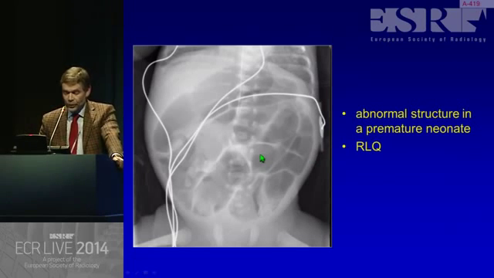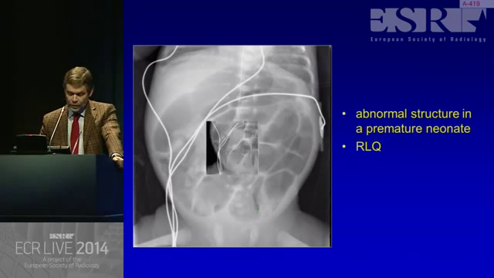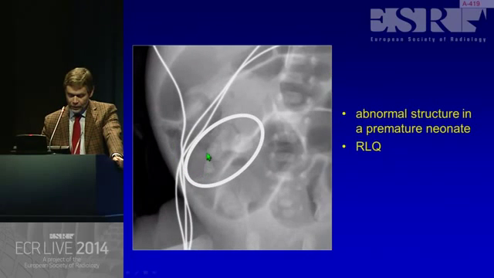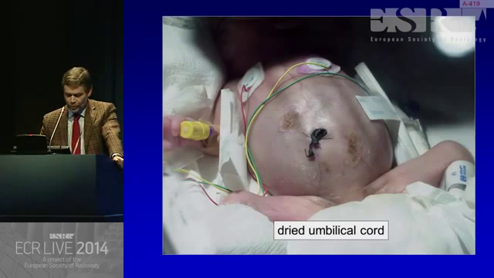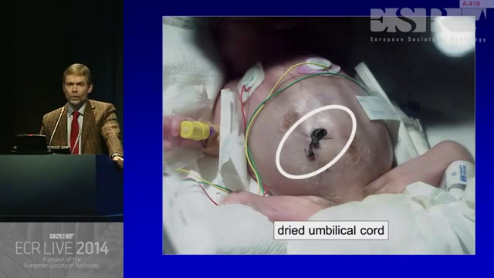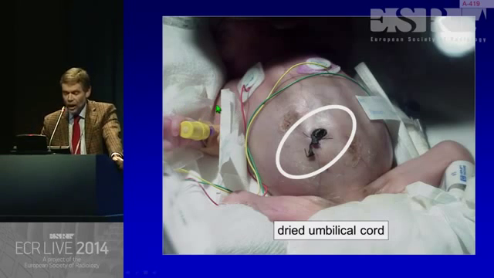This was a premature neonate who obviously has some bowel problems, but my eye was attracted to this structure. And I really couldn't find out what it was. My knowledge wasn't good enough. Was it meconium peritonitis? Was this some kind of teratoma-like thing? And then I went to see the patient to perform ultrasonography, but that wasn't necessary anymore because it was just a dried umbilical cord. Children at the age of 1 to 2 weeks have something on their belly, and that's the umbilical cord, and it can give nasty artifacts.